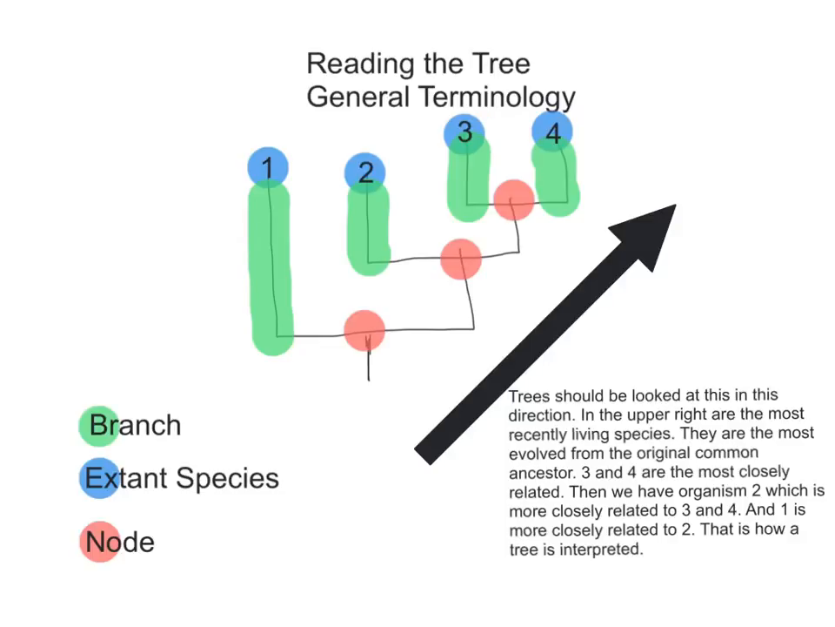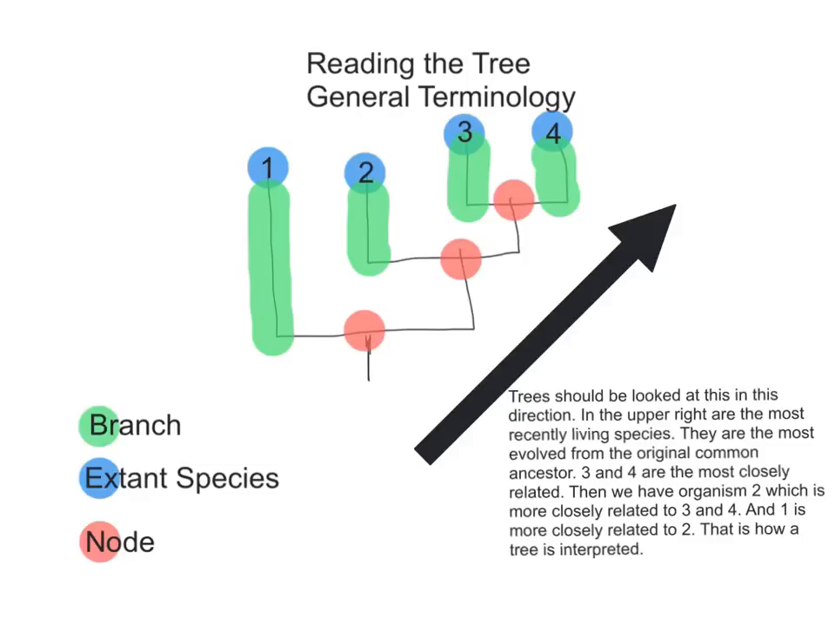So, organisms 1 and 2 are going to be ancestral species that were evolved from that common ancestor at their branch point. And we see organisms 3 and 4. Those are actually the most common and most fully evolved of the species that are from that common ancestral node. And you'll see this big arrow here. It's showing that the tree should be looked at and read in this direction, going from the bottom up to the right. And in the upper right, like I said, are the most recently living species. They're the most evolved from the original common ancestor.